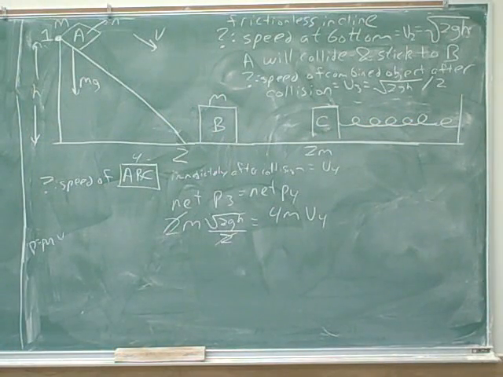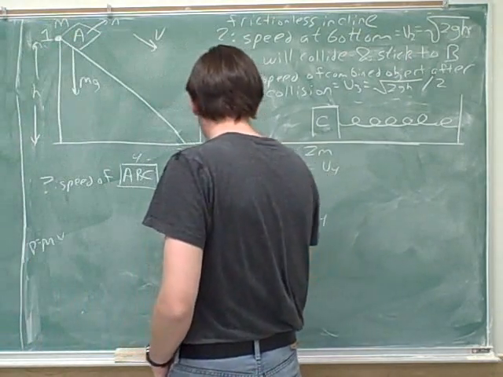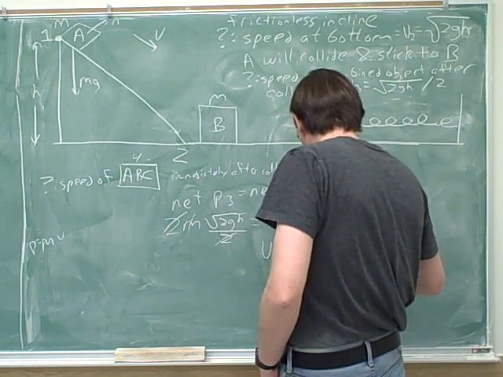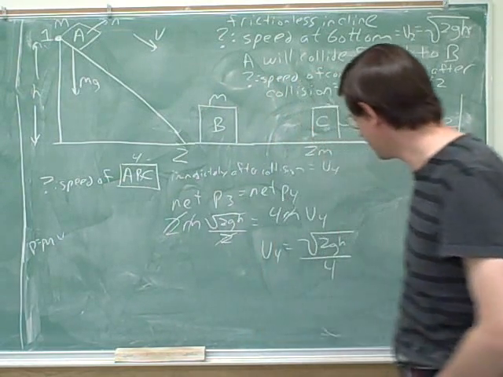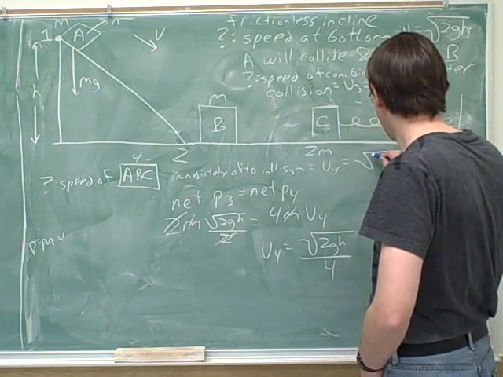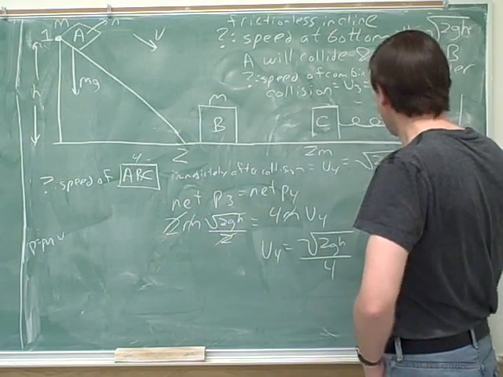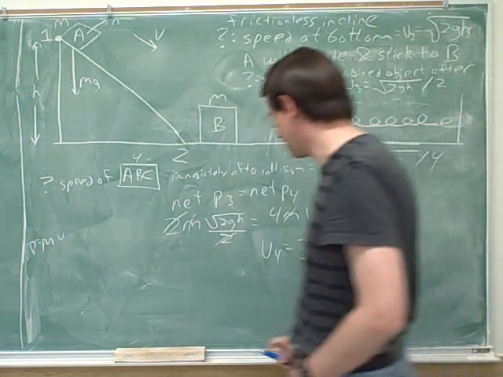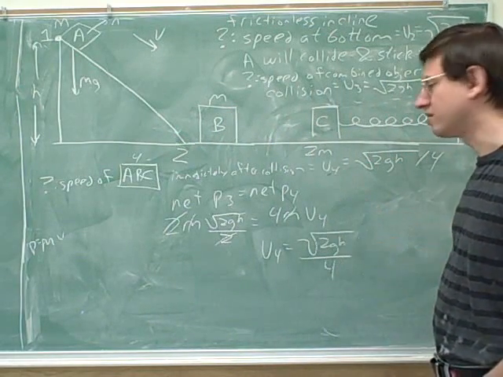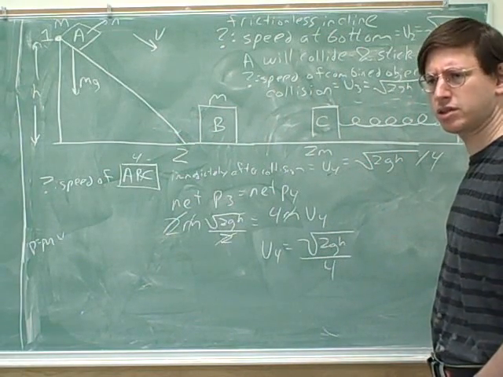So then it's m times the square root of 2gh divided by 4m. So that equals the square root of 2gh over 4. Like this? Yes. Okay, good. That's good. All right, so we did another collision here, and now we found the speed v4. Okay, does that make sense? All right.